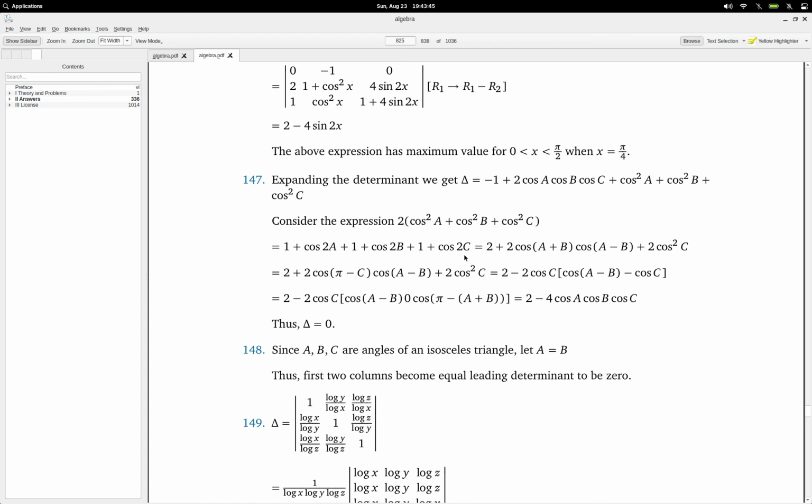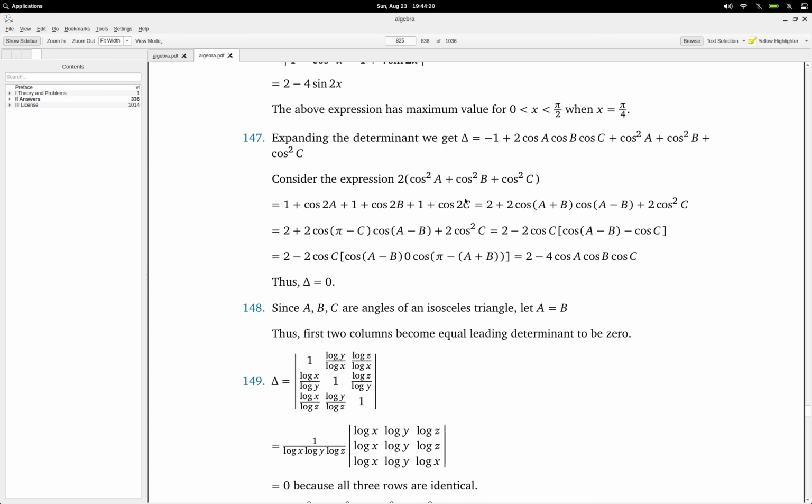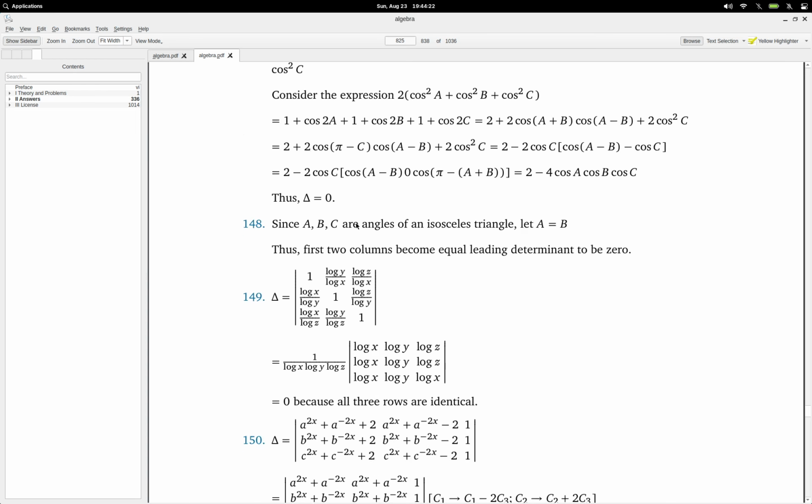This requires trigonometric understanding, and once we have that, we evaluate it. It is equal to 2 plus 2 times cos(A plus B) cos(A minus B) plus 2 cos square C. Once we have that, we can write that as 2 plus 2 cos(pi minus C) cos(A minus B) plus 2 cos square C. So cos(pi minus C) will be minus cos C. So this is equal to 2 minus 2 cos C cos(A minus B) minus cos C. And upon evaluating, we get this is equal to 2 minus 4 cos A cos B cos C. And thus our delta is equal to 0.